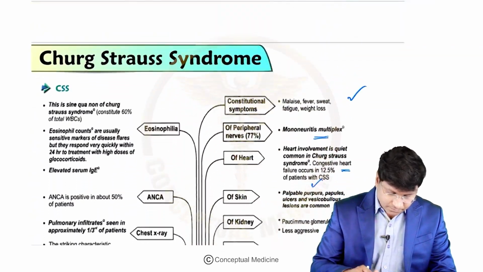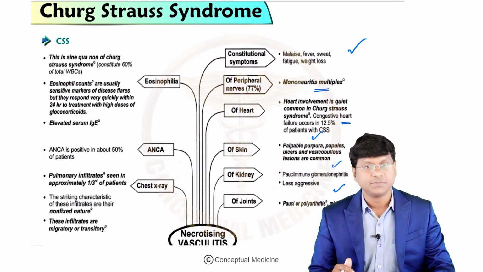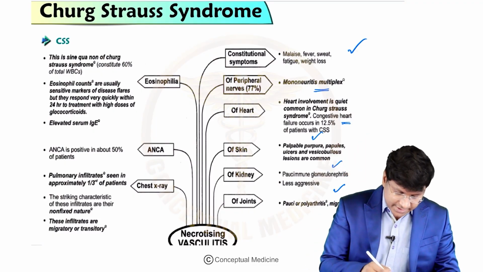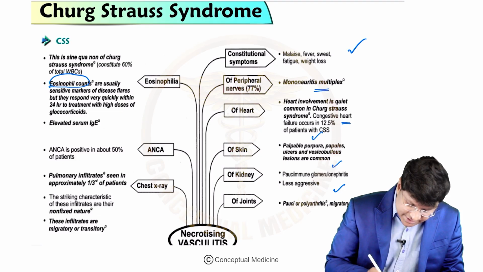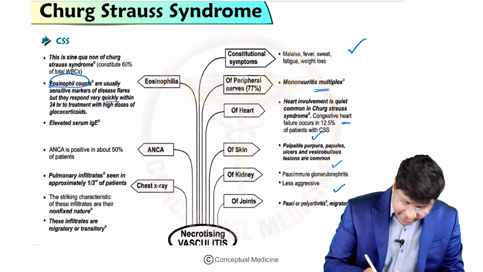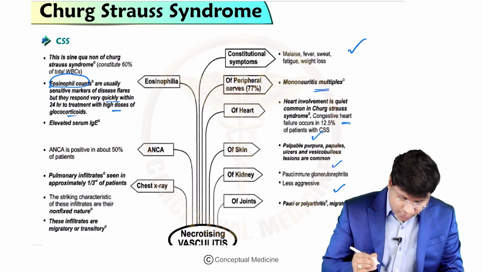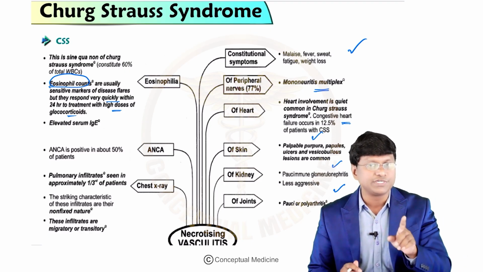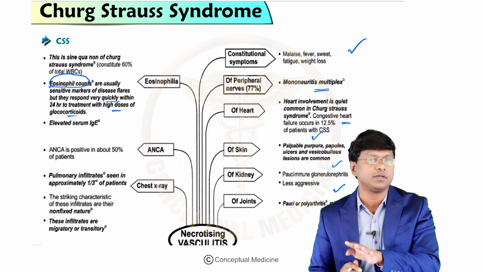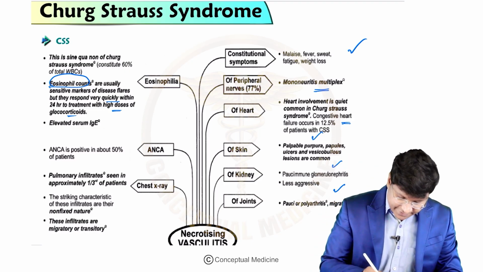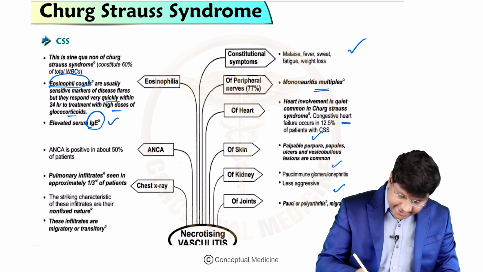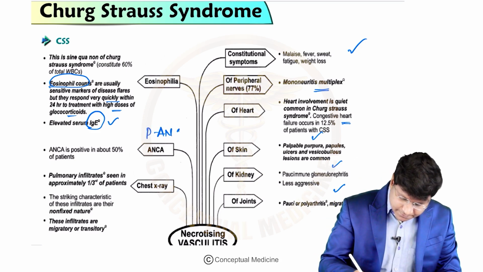Then, if you take the diagnosis, what is the sine qua non of Churg-Strauss? There should be eosinophilia. These eosinophil counts are usually sensitive markers of disease flares, but they respond very quickly, within 24 hours, to treatment with high doses of glucocorticoids. So eosinophil levels will be very high, but whenever you give glucocorticoids, within 24 hours the eosinophils come back to normal. And even IgE levels are elevated, and it is P-ANCA positive.